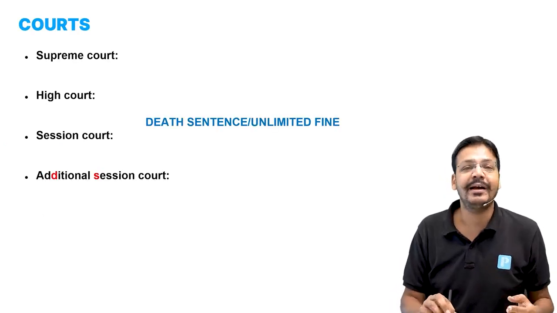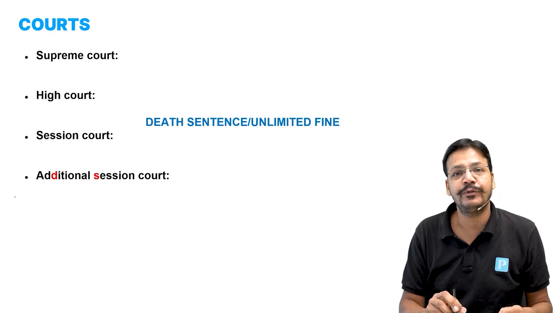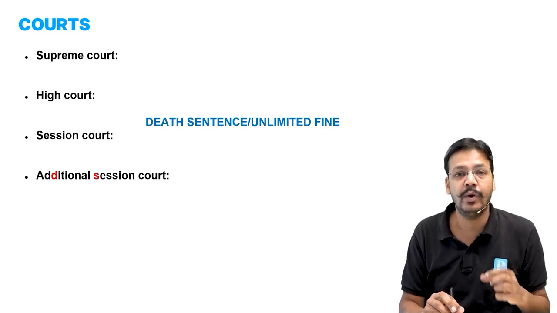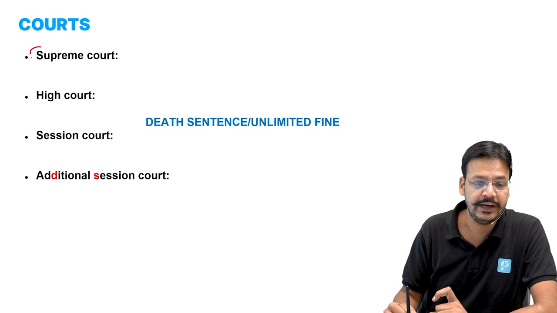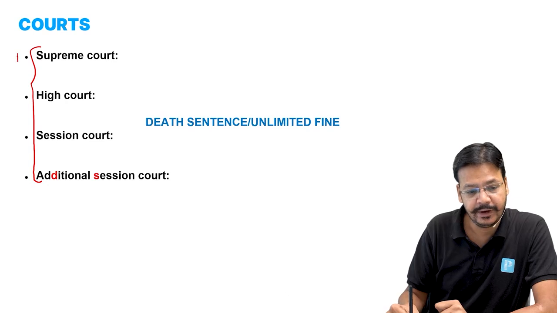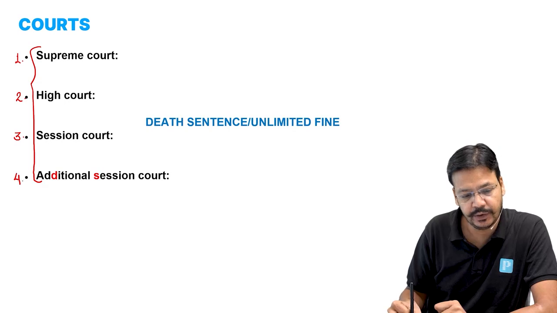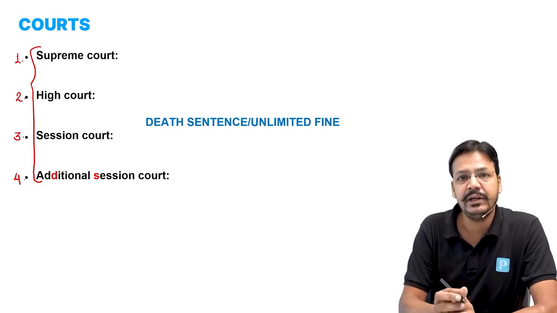So sir, we are now coming to a very, very important topic. What are the types of court in India? Yes, these are the courts. I am writing down: number 1, Supreme Court; number 2, High Court; number 3, Session Court; number 4, Additional Session Court.